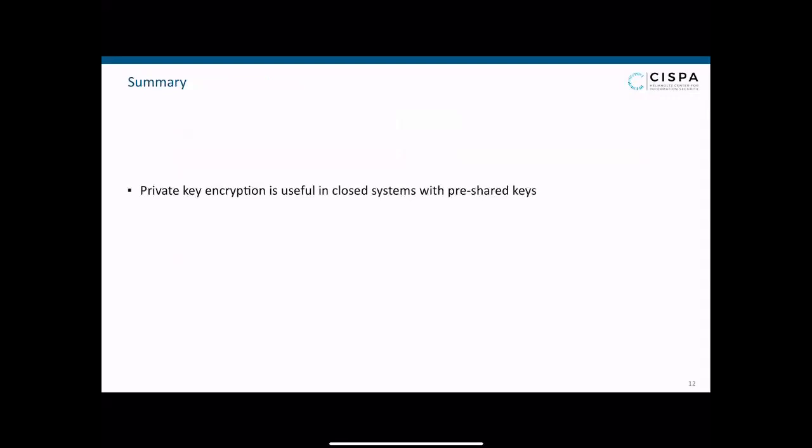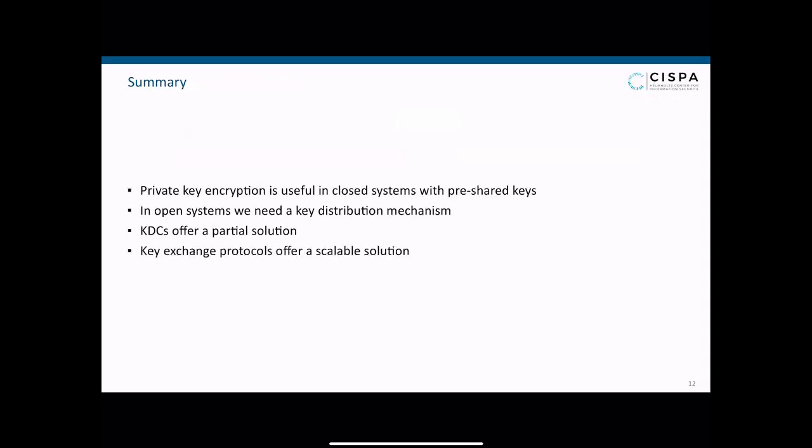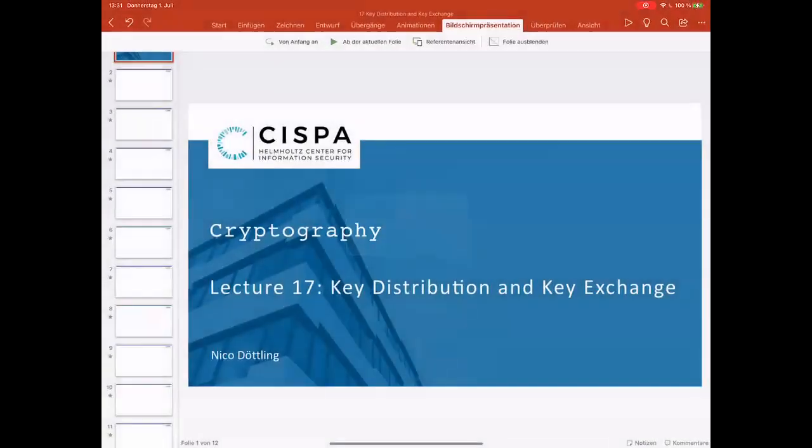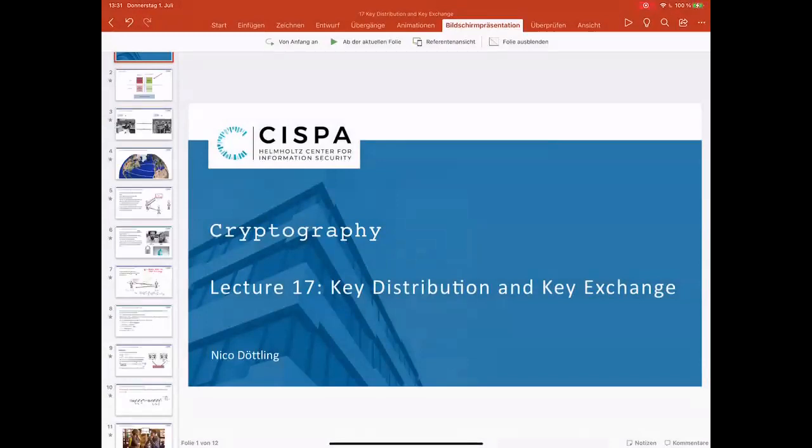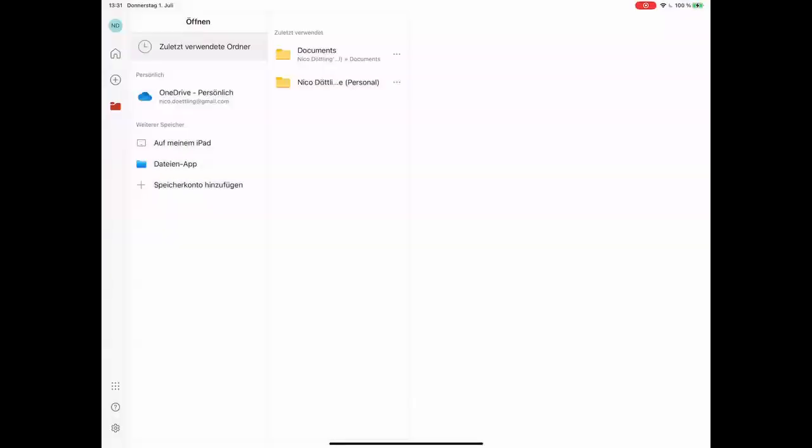Good. But this is this, and let's quickly summarize what we've learned. Private key encryption is useful in closed systems with pre-shared keys, and in open systems such as the internet, we need a mechanism to securely distribute keys. So KDCs offer a partial solution, but really scalable solutions only came with key exchange protocols. All right, this is this. And we still have a little time. Let's go right into the next thing.